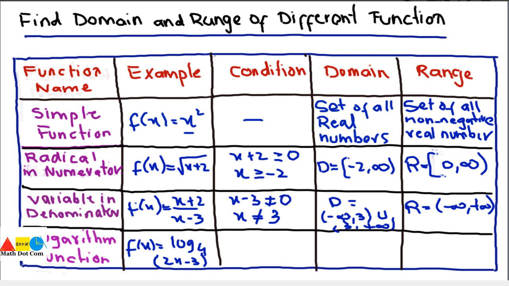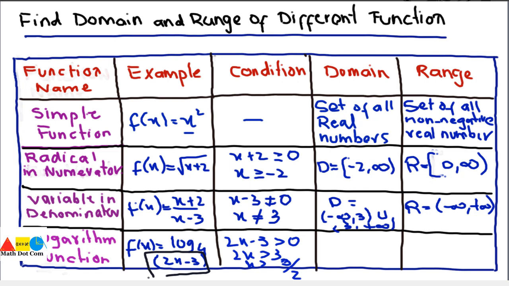So what I have to do is put the condition on this 2x minus 3, as 2x minus 3 should be greater than 0. As log of negative numbers will be an imaginary number, we cannot find the domain and range. So we have to take the real numbers. For that purpose, 2x should be greater than 3. So that means x should be greater than 3 by 2. X should be greater than 3 by 2. So this is the condition that is required.